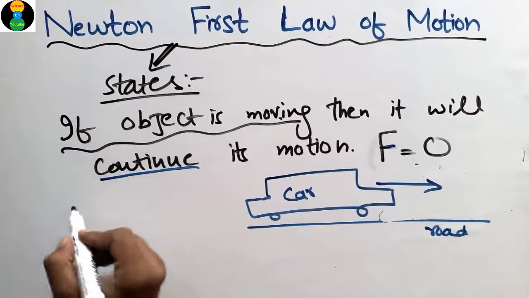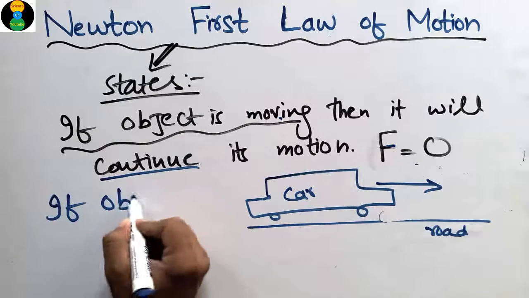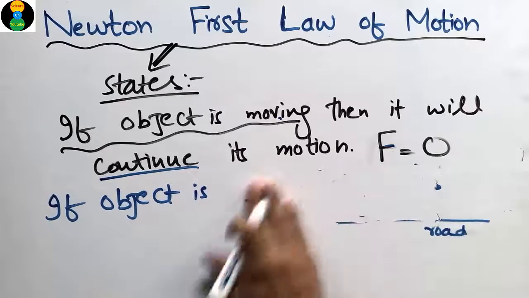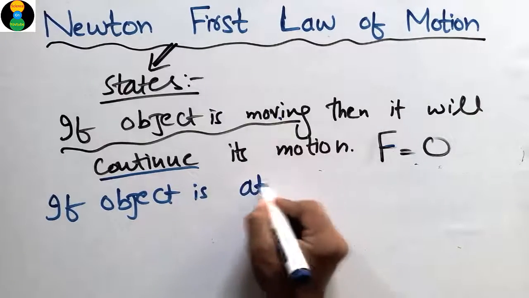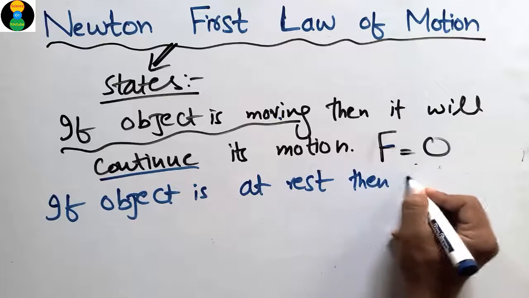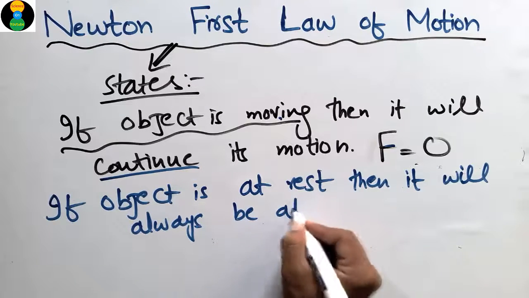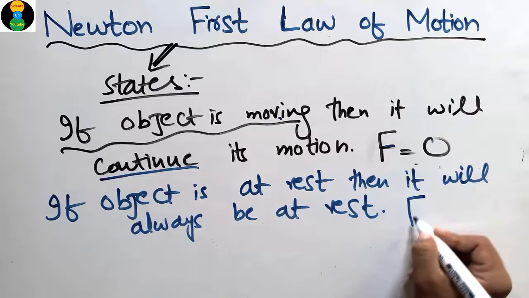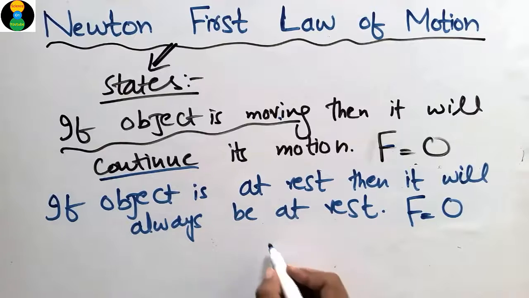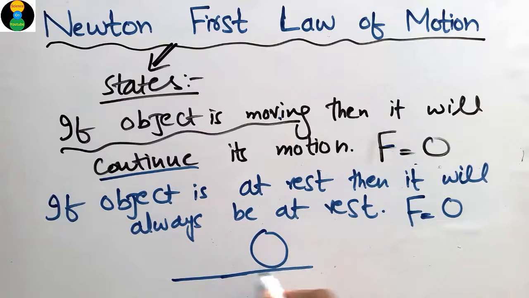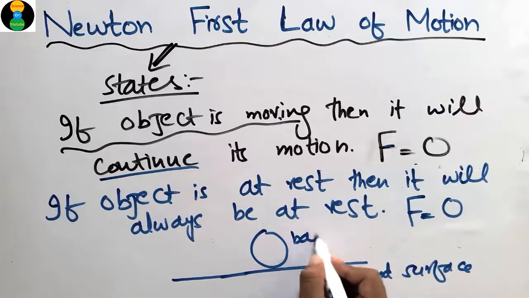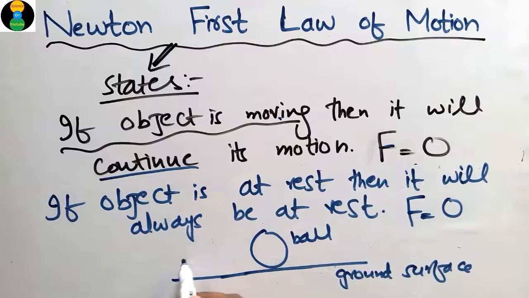The second statement is, if the object is at rest, then it will always be at rest when there is no external force acting on this object. For example, if I consider a ball placed on a surface, this is the ground surface and this is the ball placed on the ground. So when there is no external force acting on this ball on any side, this ball will never move from its own position.